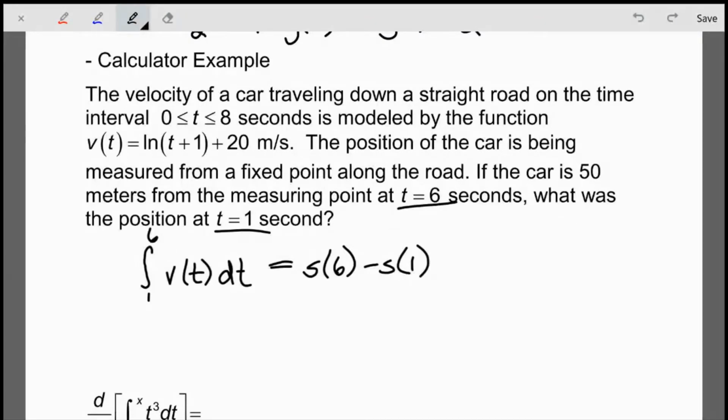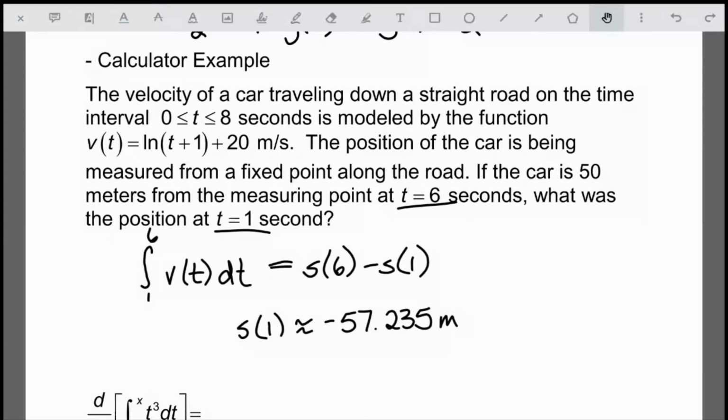So in the end, this is actually just like the problem up above. We can use the calculator to get the integral from 1 to 6. We know the position at time 6 was 50, and then we can solve for the position at time 1. It turns out the position at time 1 is about negative 57.235 meters. And that's all based on the idea that I can find the integral using the calculator, and the fundamental theorem of calculus tells me that the integral of the velocity function is related to the change of the position in this manner.